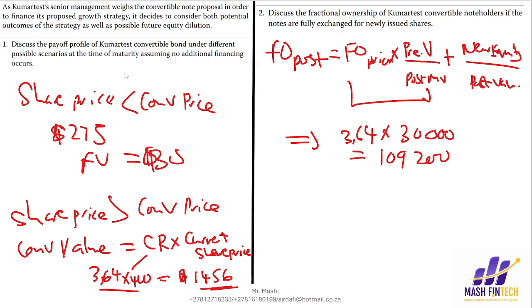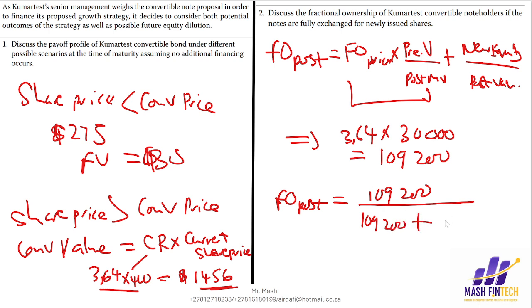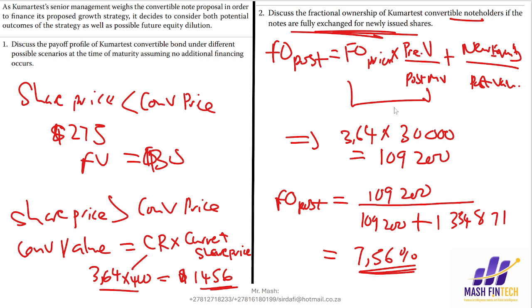Which therefore means the fractional ownership post is going to be equal to the new shares, 109,200, divided by the new shares plus the pre, which was 1.3 million. If you add this, divide, and multiply by 100, you must get 7.56% as the fractional ownership. This is going to be the fractional ownership of Kummersted convertible note holders if notes are fully exchanged for the newly issued shares.